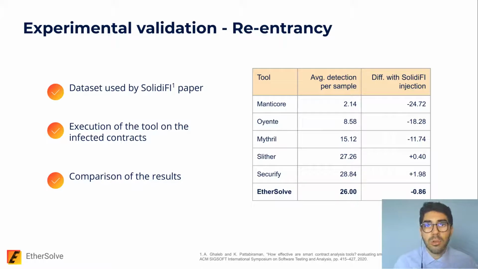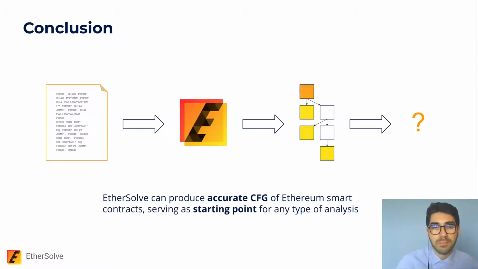The table shows that, despite its simplicity, EtherSolve is as precise as Slither, which is currently the best tool for vulnerability detection. Moreover, EtherSolve is the only one which analyzes directly the bytecode, without any other info on the source code. The reasons behind its false negatives are due to contract inheritance and are detailed in the paper.